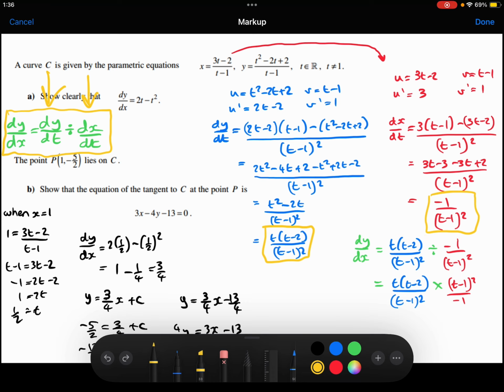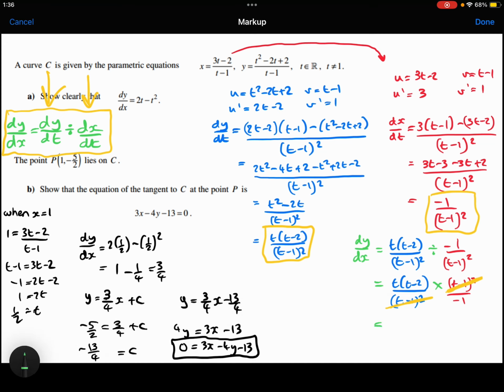Now, dividing fractions, I'm going to multiply by the reciprocal. And now we can see that the t minus 1 squared and the t minus 1 squared are going to cancel out, which is going to leave me with the t times t minus 2, all divided by the minus 1, which if I just expand that out, and dividing by minus 1 will make a minus t squared and a plus 2t. And that's what we needed to show. So that's part A of this question done.